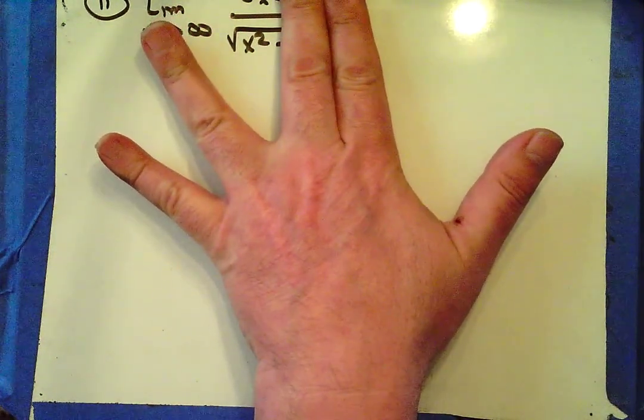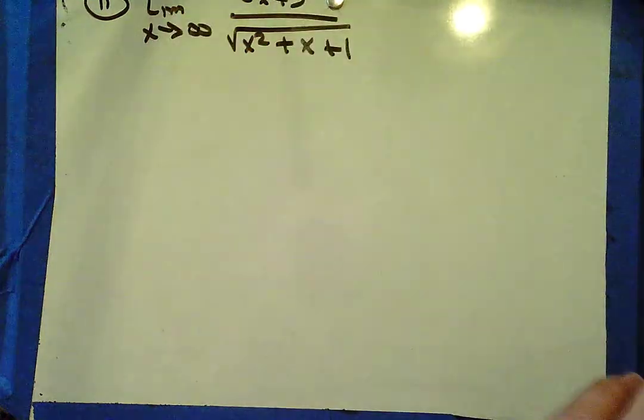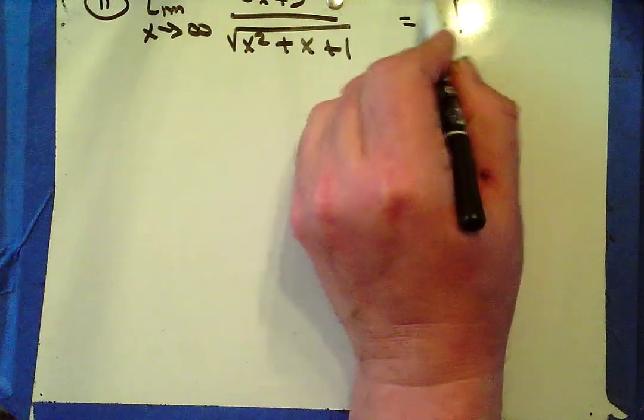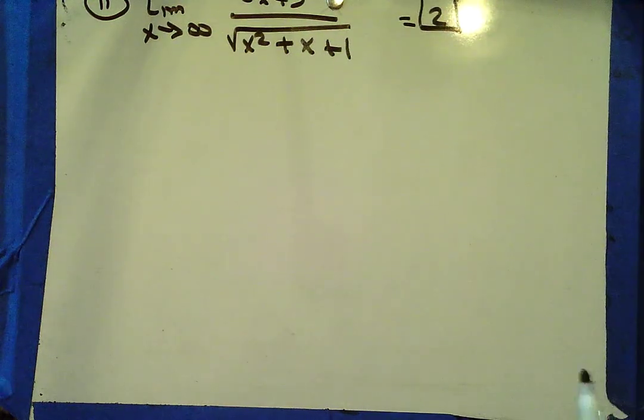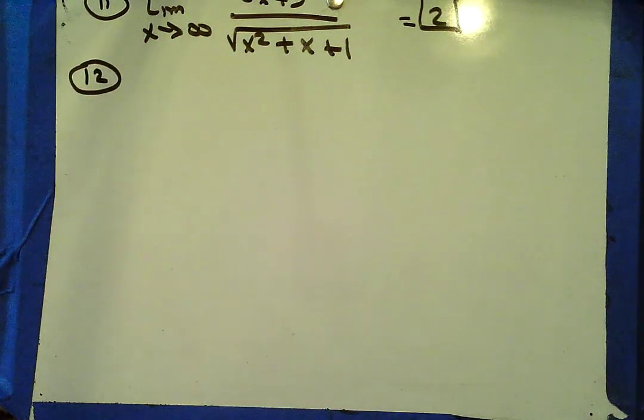Square root of x squared is x. 2x over x is 2, and so I say 2 is my answer there. Go speed. Okay, 12, and that's D.